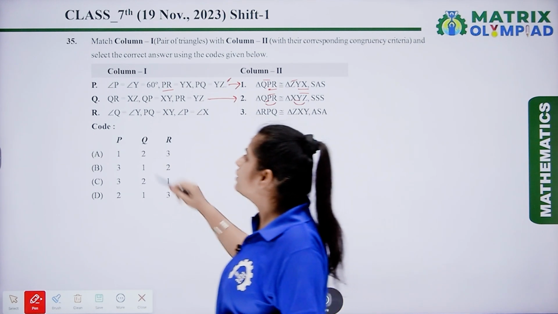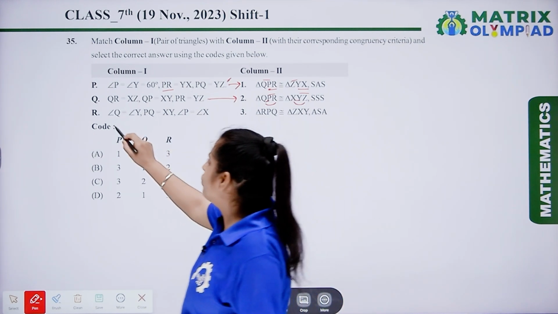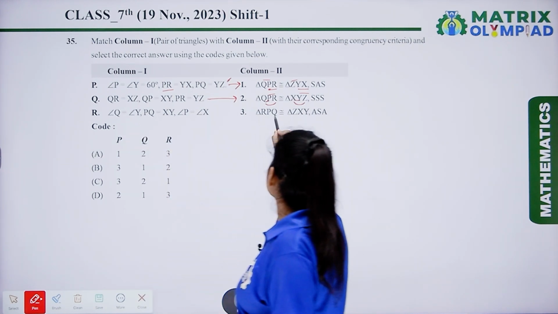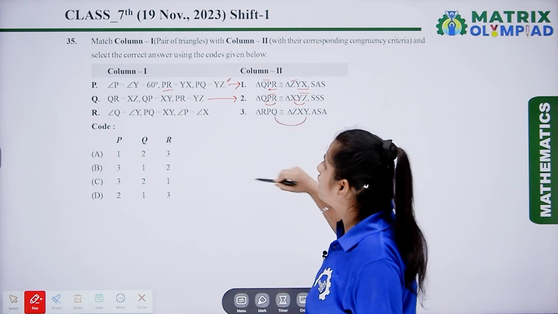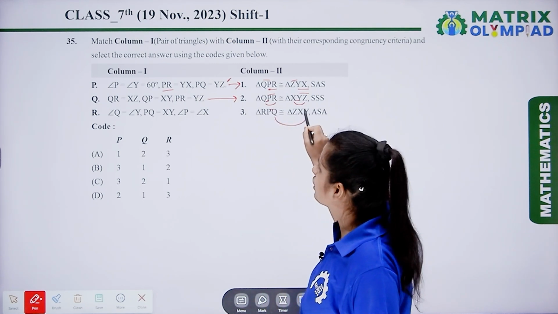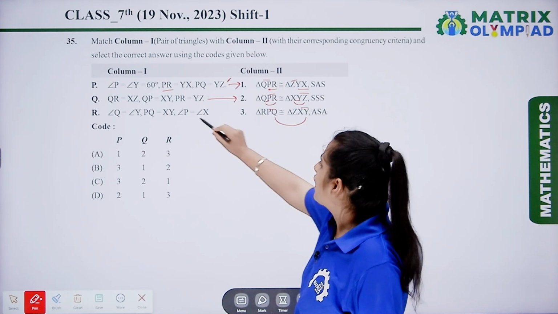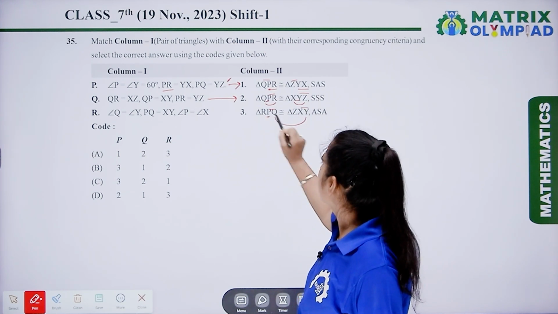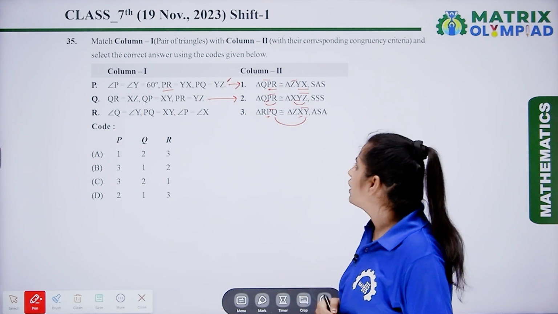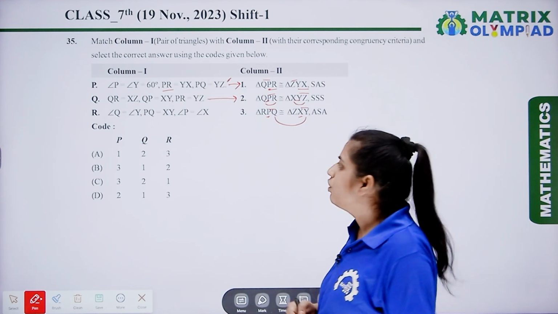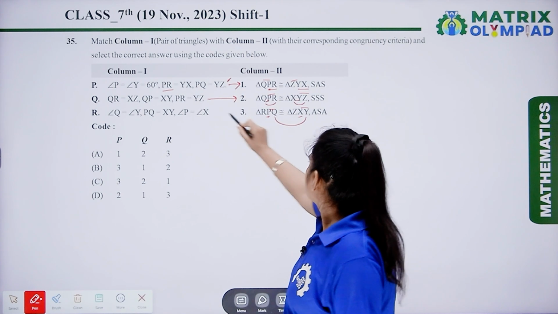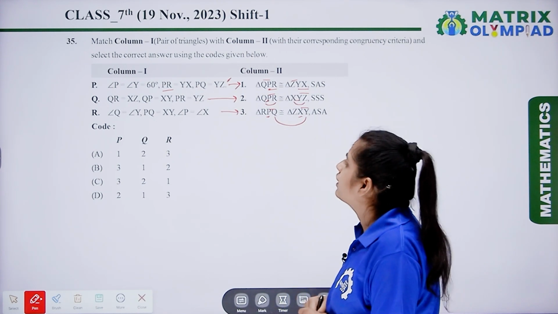Now, the next is angle Q is equal to angle Y. So, here angle Q is equal to angle Y. Next is PQ is equal to XY. Angle P equal to angle X. So, here ASA congruency will follow. So, the answer of R is 3.